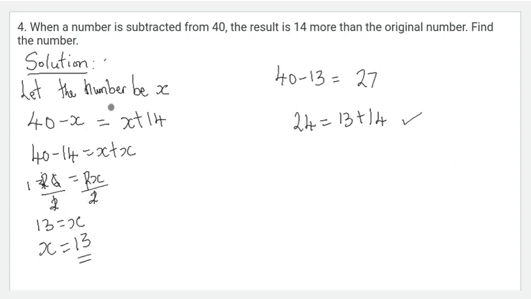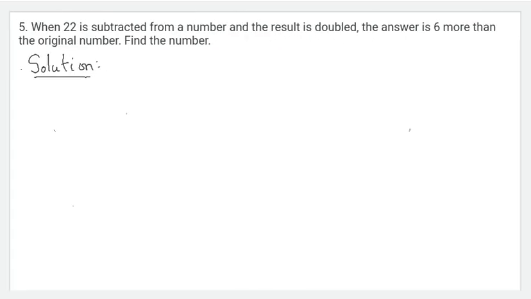Alright, so we move on to the next question. Remember, if you still need more clarifications, do reach out to me. When 22 is subtracted from a number and the result is doubled, the answer is 6 more than the original number. Find the number. Almost exactly like the previous question. Let the number we are looking for be x.